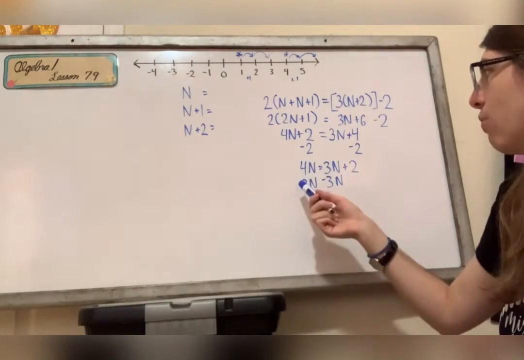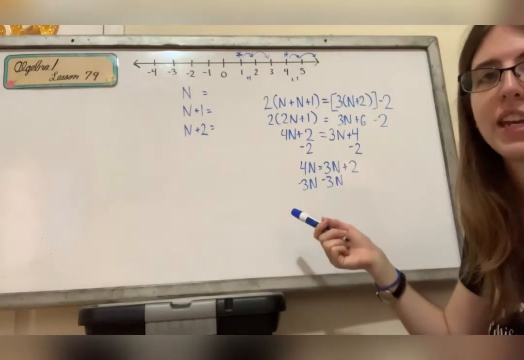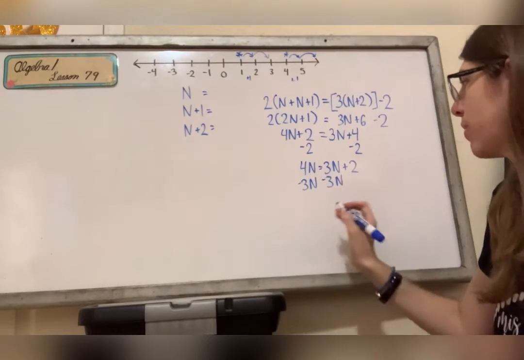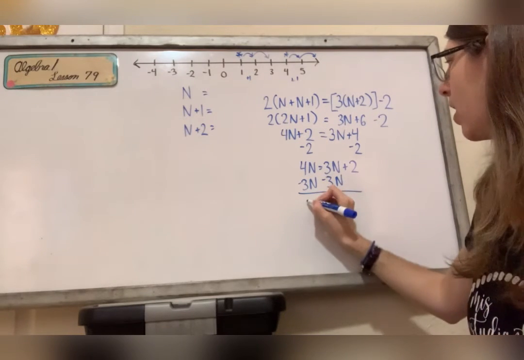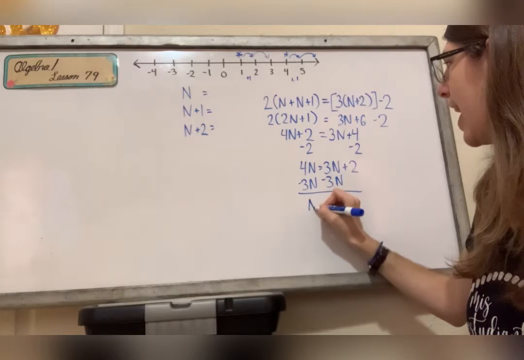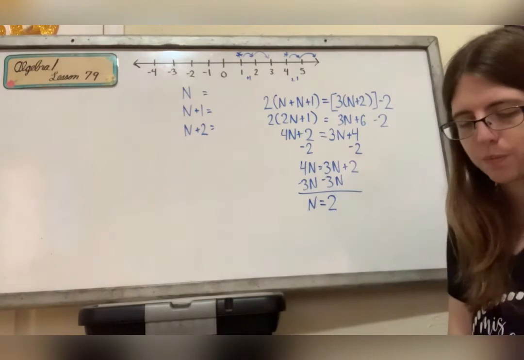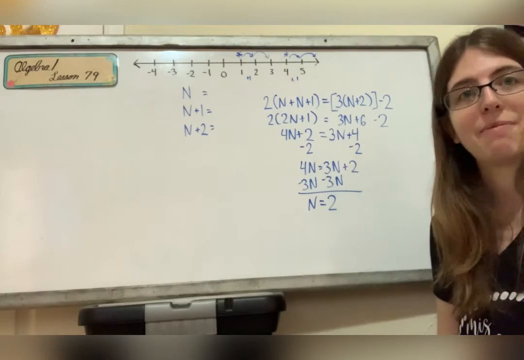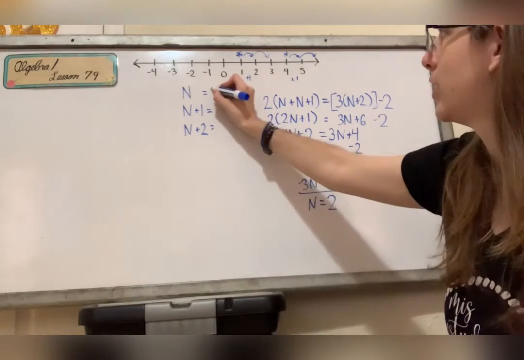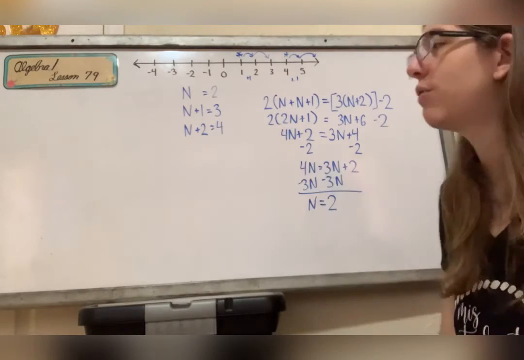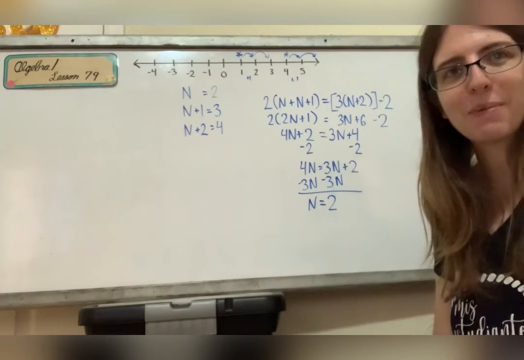If I subtracted 4n, first of all, I'd be left with 0 over here. And then secondly, I get a negative number when I subtract 4 from 3, and I don't want that. So I get just n, because 4 minus 3 is 1, equals 2. And that's it. So I know my first number is 2, my second number is 3, and my third number is 4. Super simple, right?